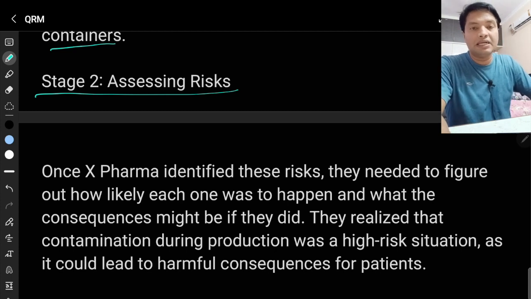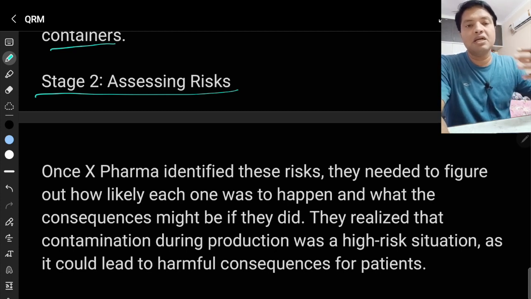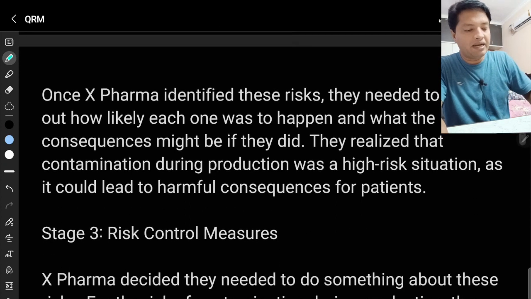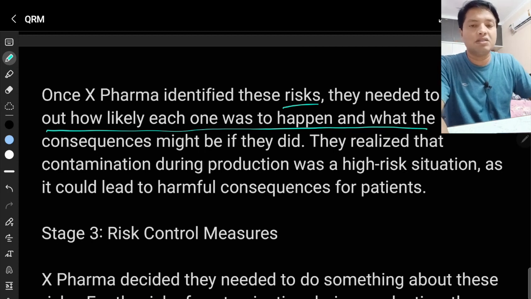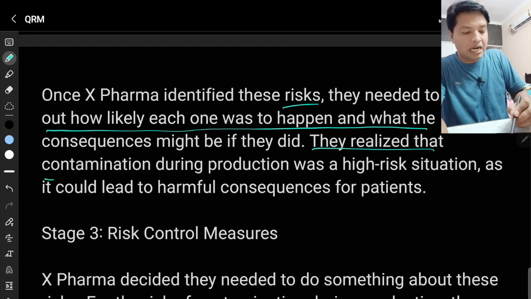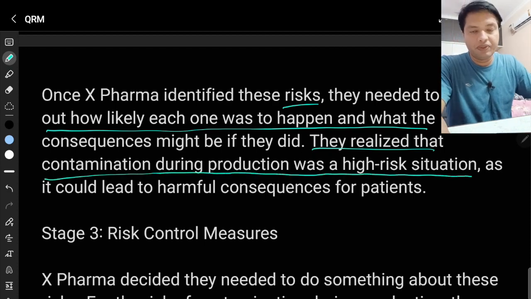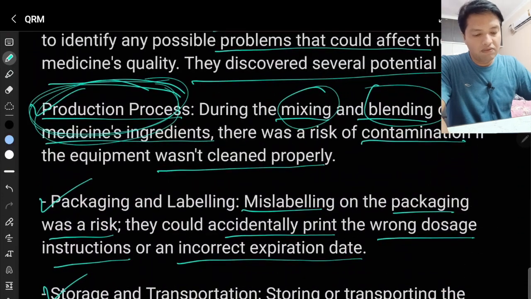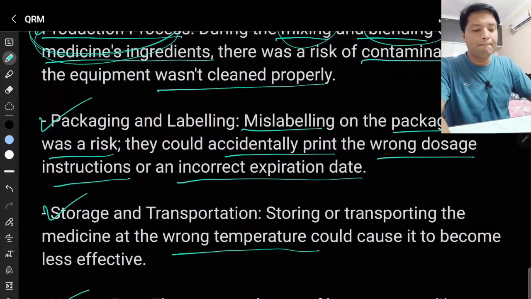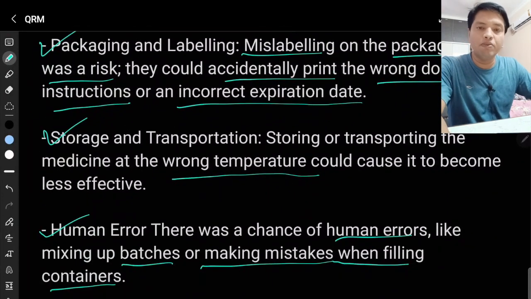How much is the risk affecting the quality? What is the assessment? So what is the percentage? Once they identify the risk, they need to figure out how likely each risk is to affect my quality. They realized that contamination during production was a high risk situation. So what are the risks we saw? We saw production process risk, packaging labeling, storage and human errors.